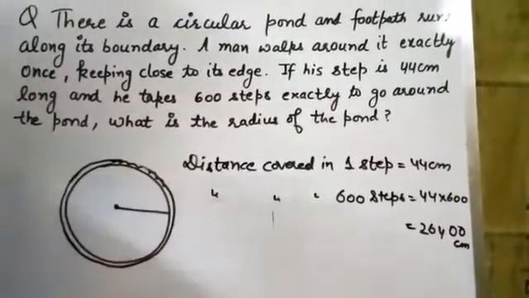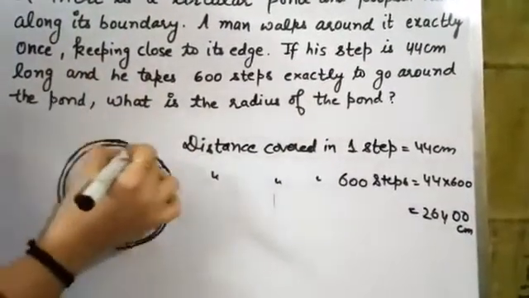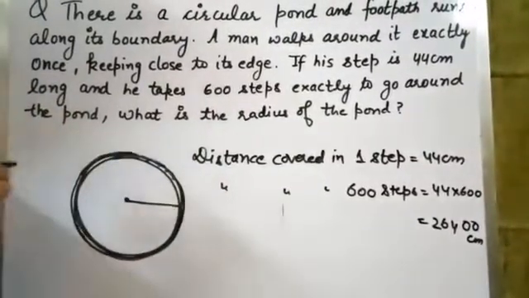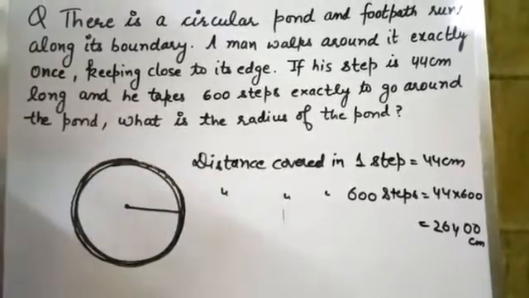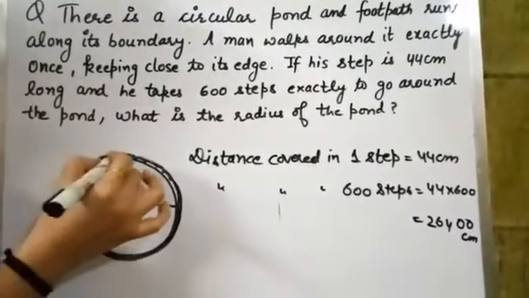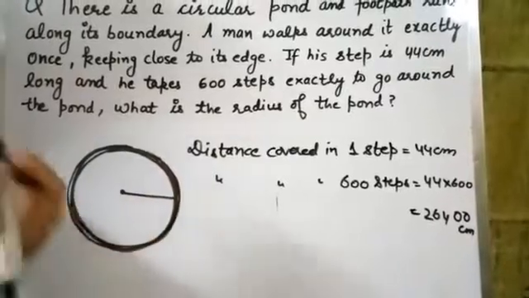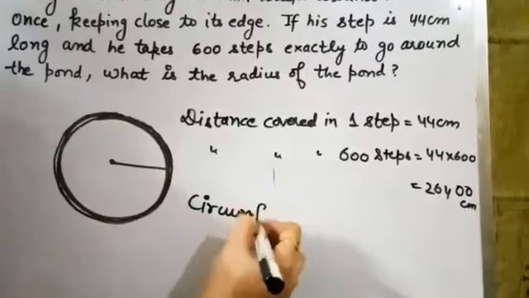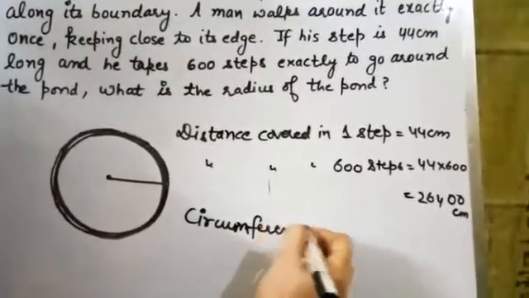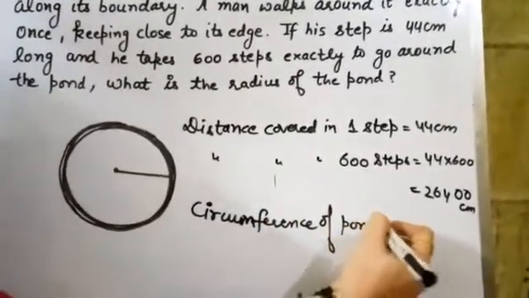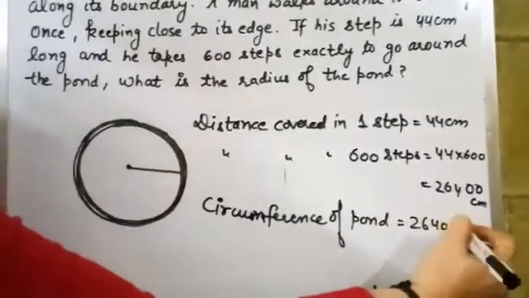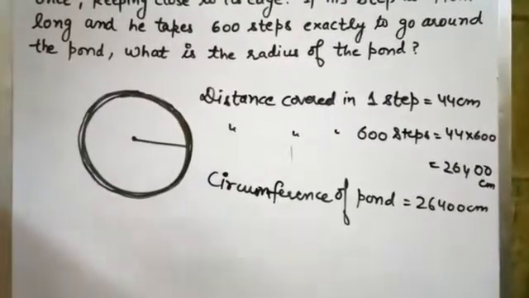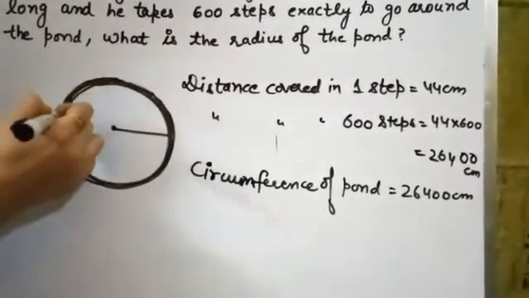Now what is the distance covered in one round? This complete distance is the circumference of the circular pond. The distance covered along the boundary, that is circumference. It means the circumference is equal to 26400. This is the circumference because this is the distance covered by the man in one complete round, and that is the circumference of that circular pond.